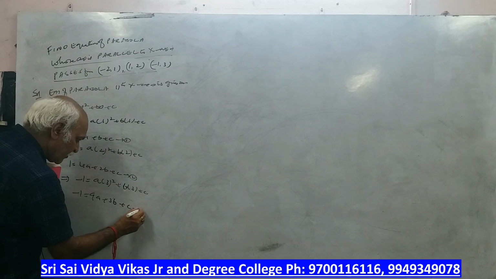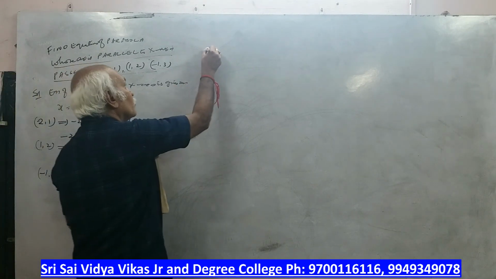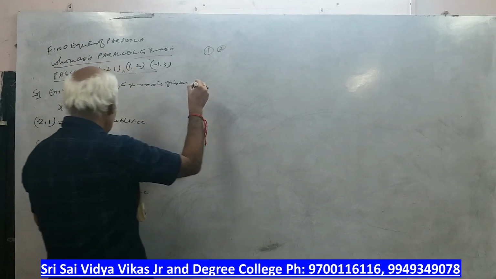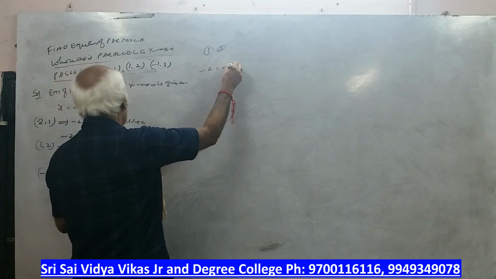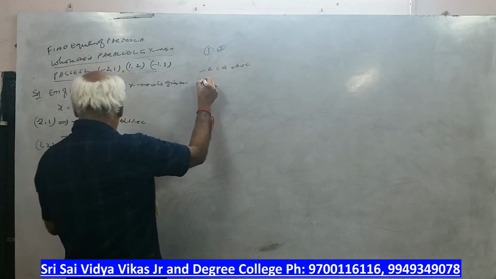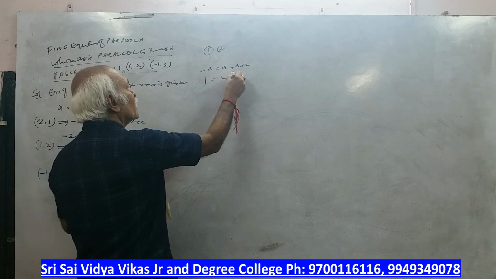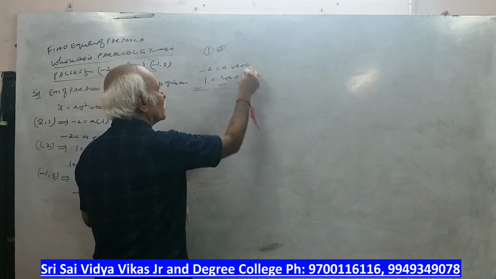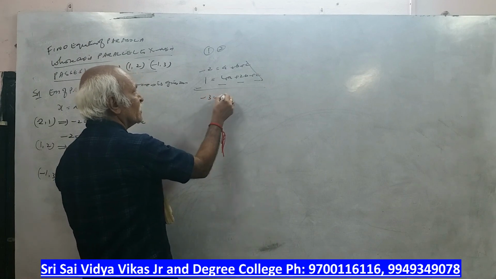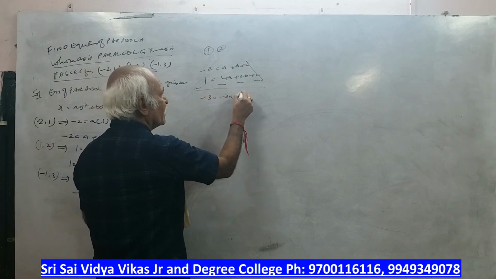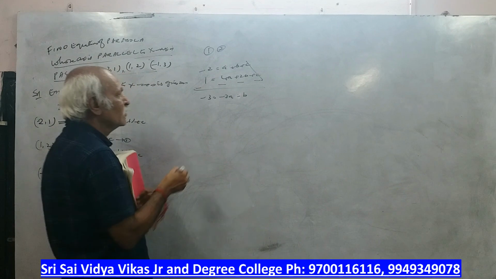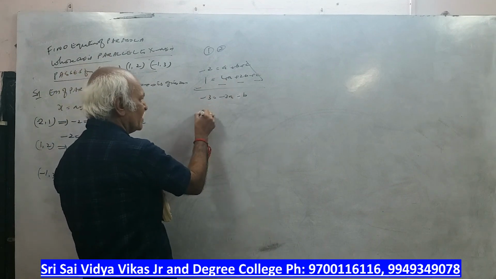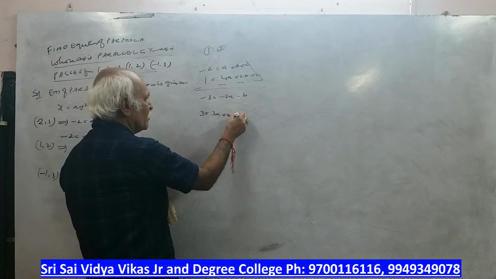Plus c. Third equation, right? Now again 1 and 2. What is the first equation? Minus 2 is equal to a plus b plus c. What is the second equation? 1 is equal to 4a plus 2b plus c. Subtract. C will get cancelled. Minus 3 is equal to minus 3a minus b. Right? So c will get cancelled.